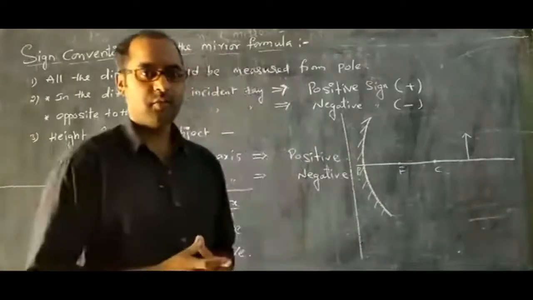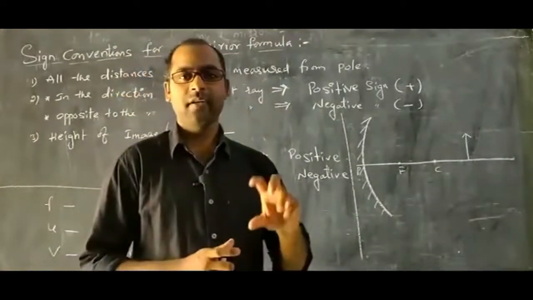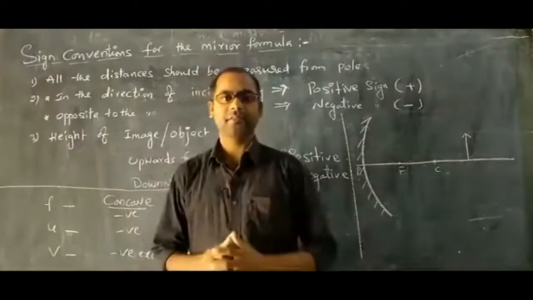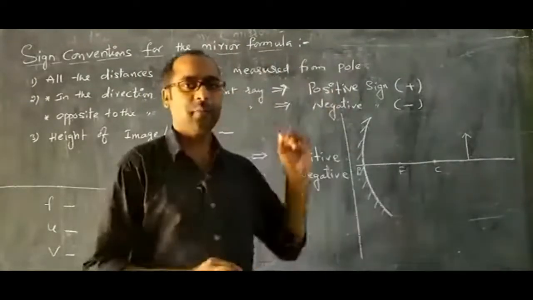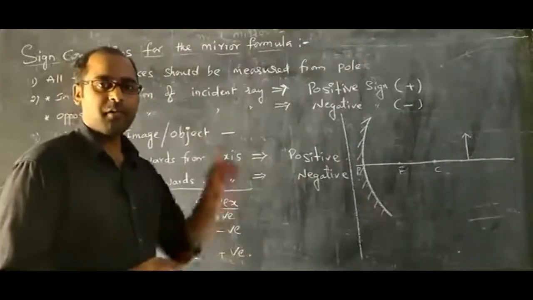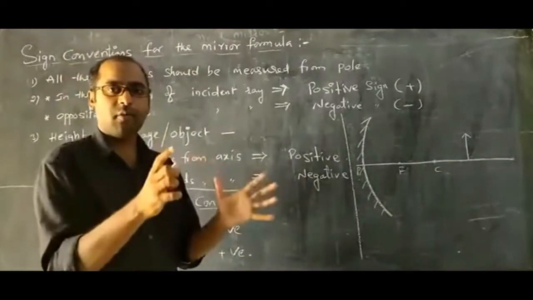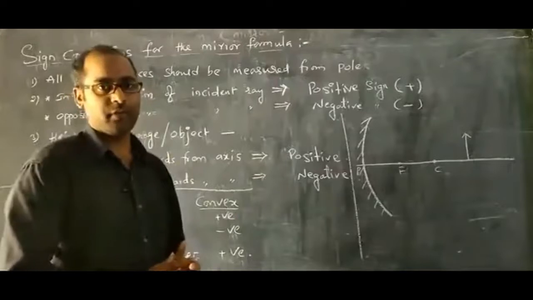So far we have discussed concave mirror and convex mirror, their ray diagrams and mirror formula. Mirror formula, that is 1/f = 1/v + 1/u. So that is the mirror formula that we have discussed up to now, right?